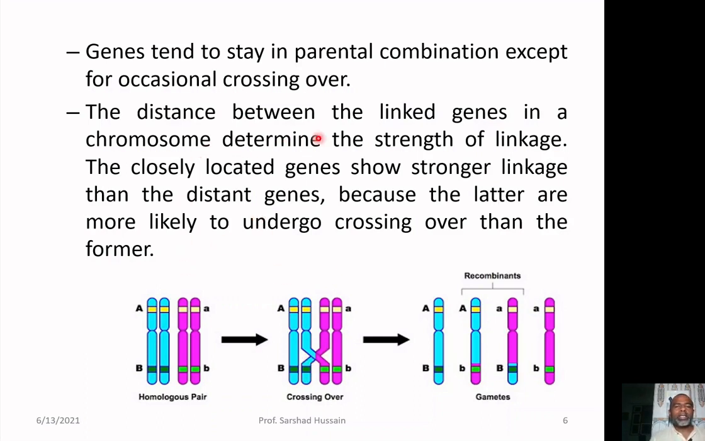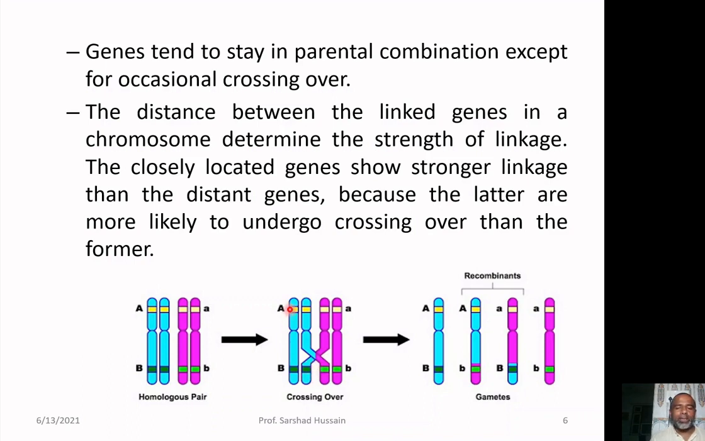So, the distance between the linked genes in a chromosome determines the strength of linkage. It means if the genes are located very close together, they have less chance to get separated during crossing over. If they are widely apart, they have more chance to get separated during crossing over. For example, if A is located over there and B is there, then even after the exchange of the segment, you will find that A and B will remain together.